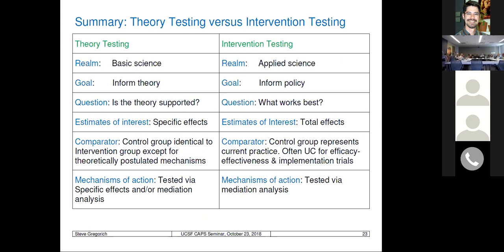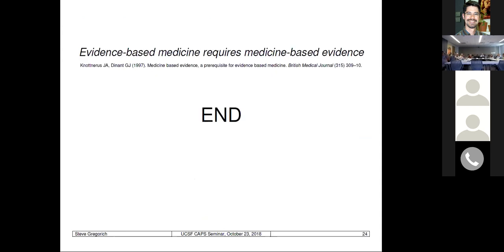So here's just the summary of what's the difference between theory testing and intervention testing. One thing that I didn't mention is that theory testing really tries to get at mechanisms of action through specific effects. So it's really trying to design the study to detect mechanisms of action with the group comparison, whereas in intervention testing, you're going to be relying on mediation analysis. So that's the end of that one.